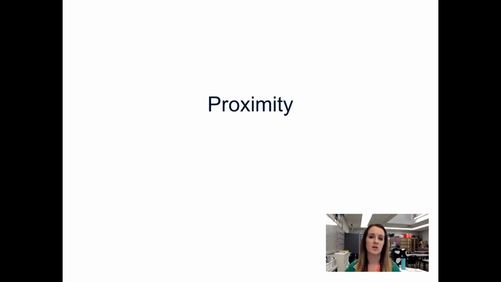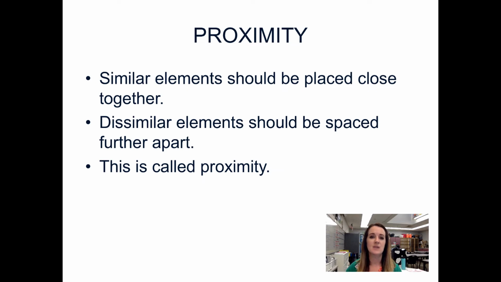This should be the second part of your homework about watching different levels of white space. And now we're going to be talking about proximity. So proximity is when we think about arranging things based on their relation to each other. So when you think proximity, similar elements should be placed close together.